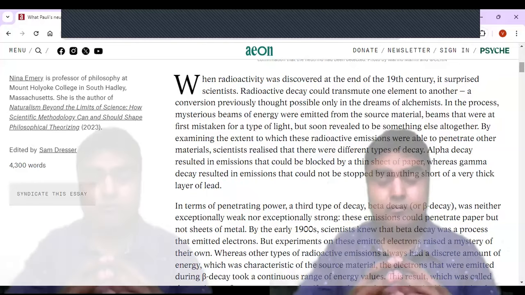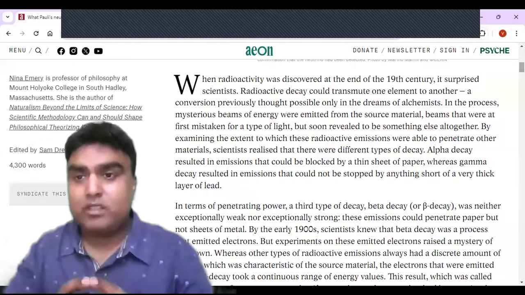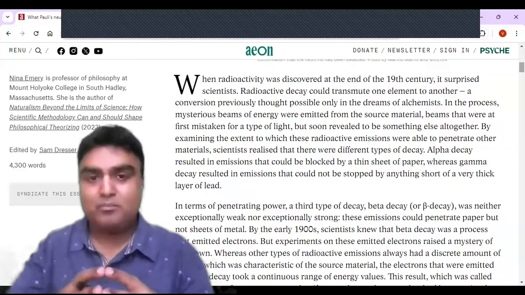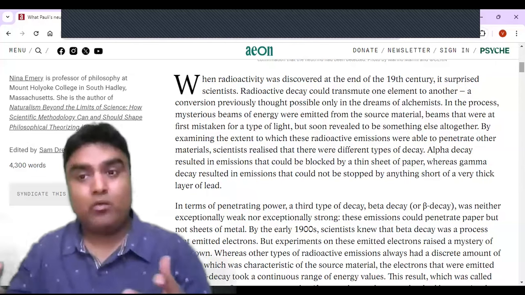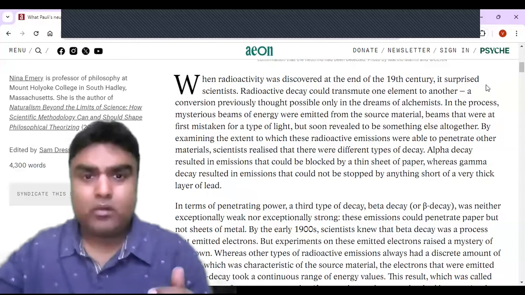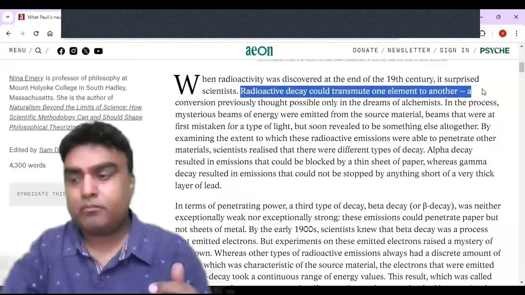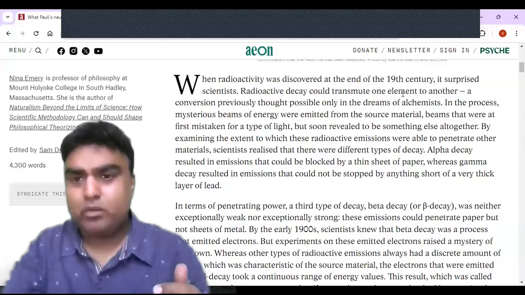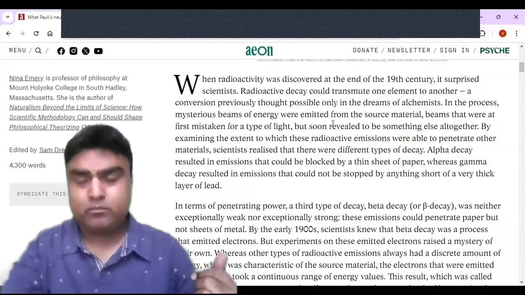Let's read it. When radioactivity was discovered at the end of the 19th century, it surprised every scientist. Okay, it's easy to learn. Now, radioactive decay could transmute one element to another. Now, in this sentence, I'm not able to understand one word. I understand decay, I understand one element to another, but I'm not able to understand the word transmute. This is, let's say, a new word for me.